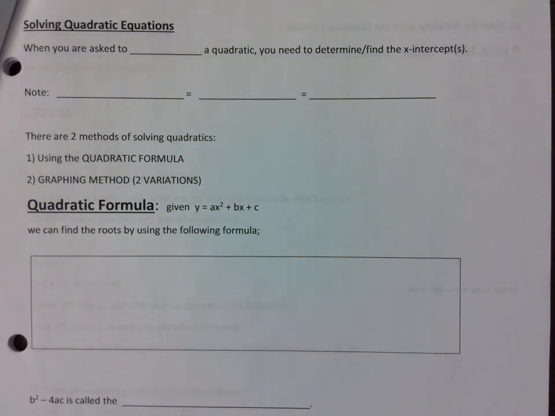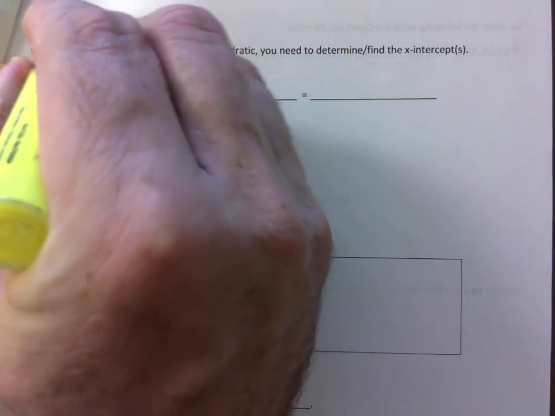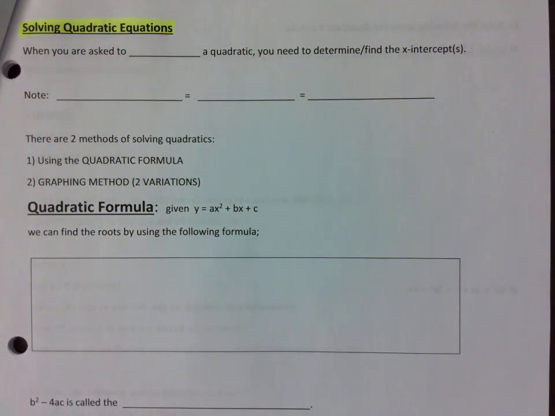So we're going to talk about solving quadratic equations. And you will see that it really just means finding the x-intercepts by hand, manually, algebraically. Okay?